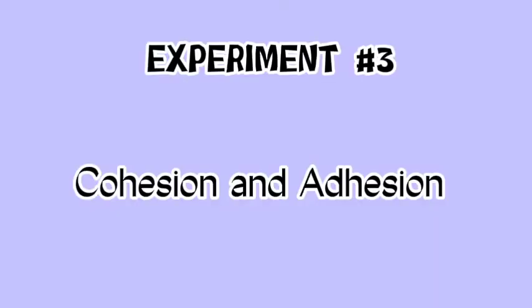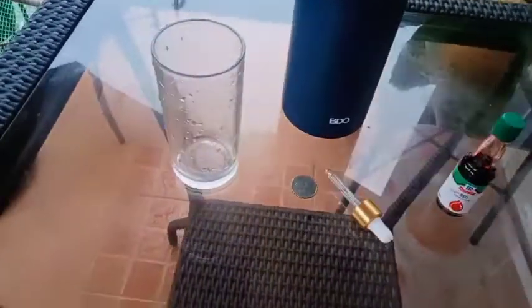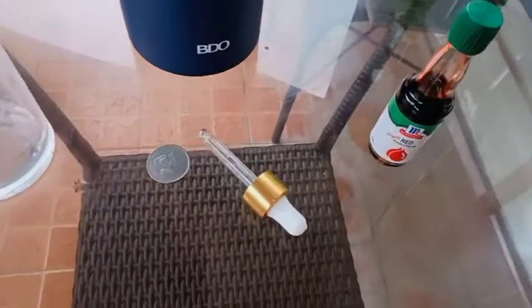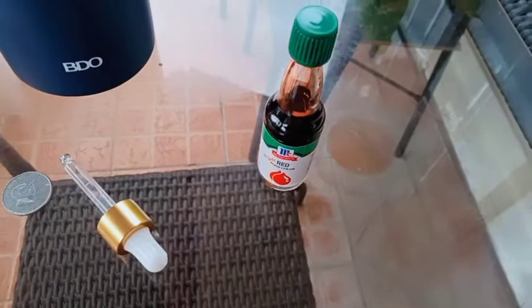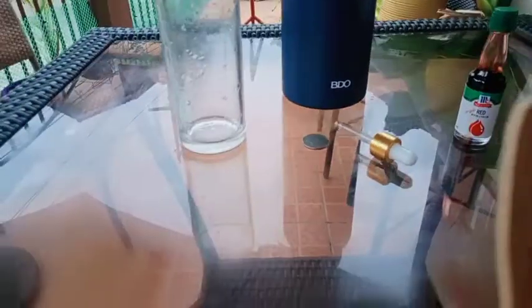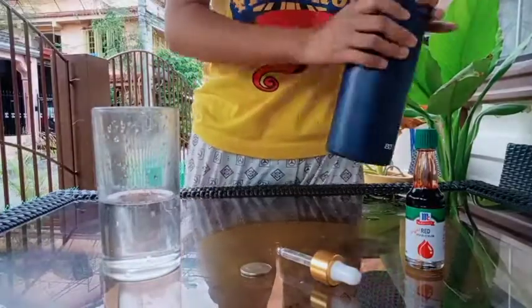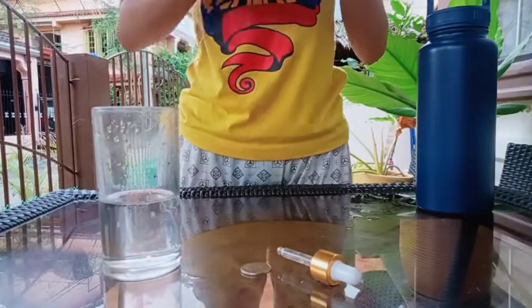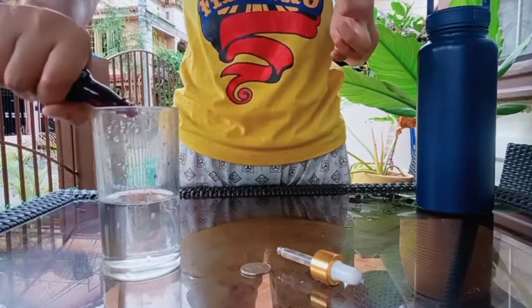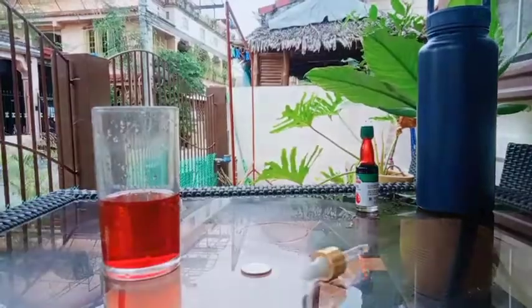Experiment number 3, cohesion and adhesion. In this experiment, we will be having a glass, a dropper and a coin, food coloring, and water. Put water into the glass. Put some food coloring into the water. This is only to clearly visualize the water. This has no effect on the experiment.